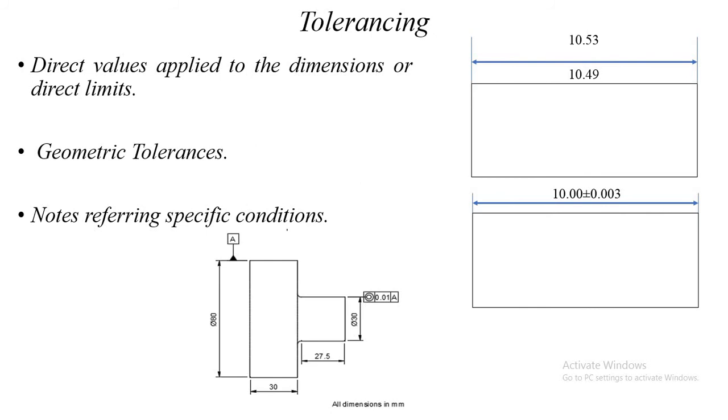Tolerances. How can we define tolerances on drawing? First, direct values applied to dimensions or direct limits like 10.53 and 10.49. Geometrical tolerances by specifying 10.00 plus or minus 0.003 and notes referring specific conditions like presence of a datum plane, concentricity of a particular feature with the another feature.